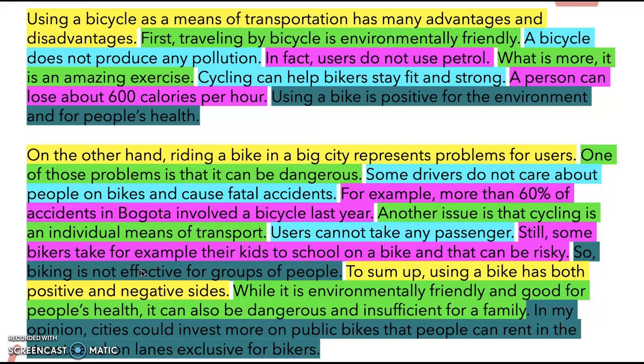And that's it. That's how you write a pros and cons composition. So in class, you are going to be analyzing this structure a little bit more. And during our following classes, we're going to start writing our own composition.